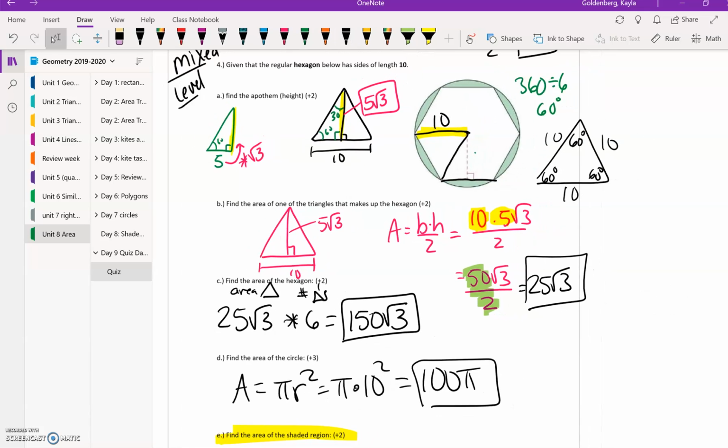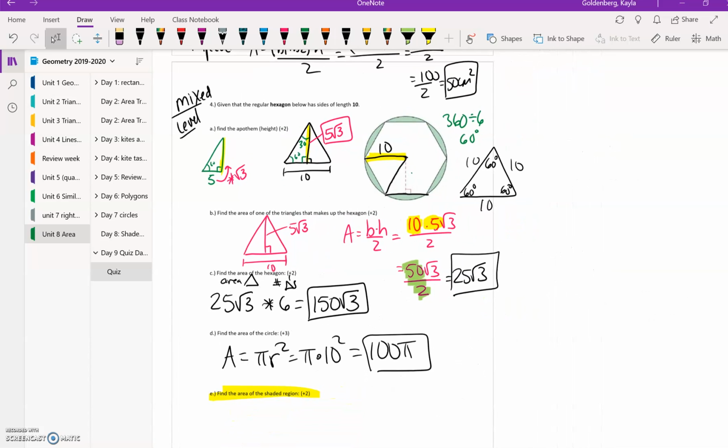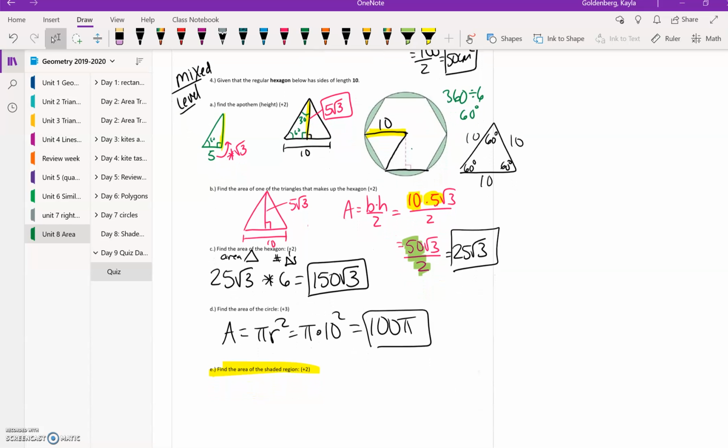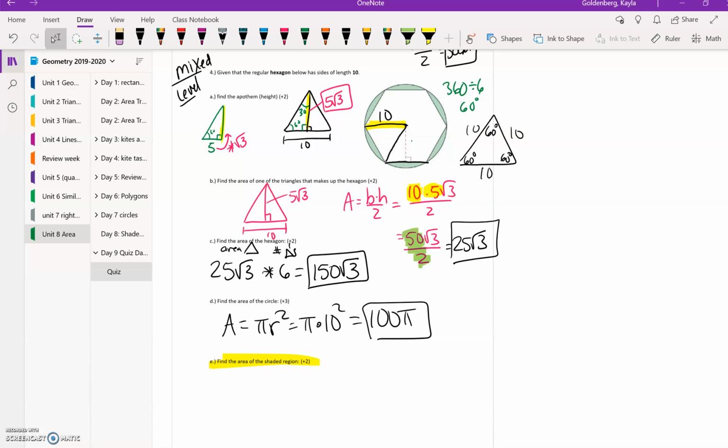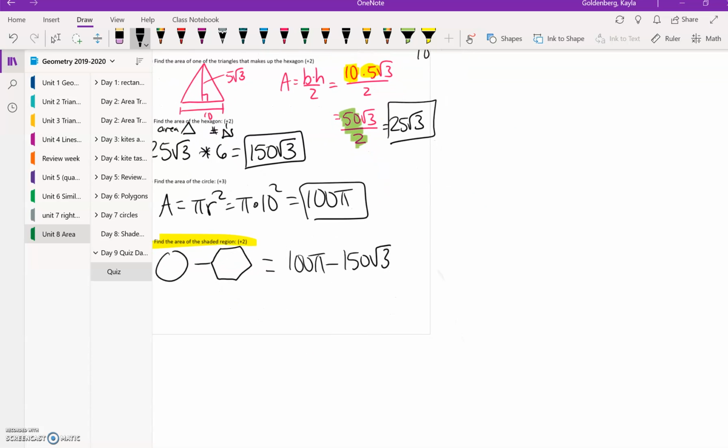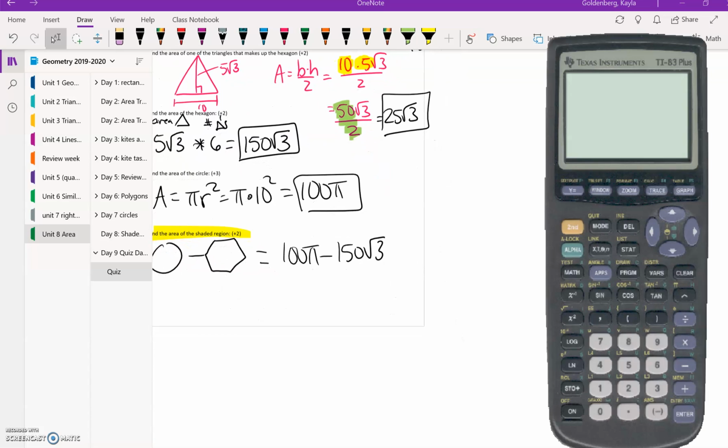Now the very last step is putting it all together. We found the area of our triangle. We used that times 6 to get the area of the hexagon. We found the area of the circle. If I want the shaded region, the bigger outer bit is the circle. So I'm going to do the circle minus the hexagon. And that's going to be 100 pi. Take away 25 root, excuse me, I'm looking at the wrong answer line. The area of the hexagon was 150 root 3. Now you might be looking at that and saying, whoa, 100 is smaller than 150. That doesn't make sense. Remember that I still have to multiply by pi and by root 3.